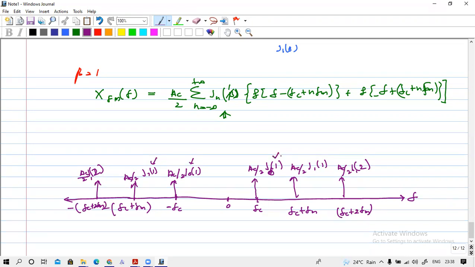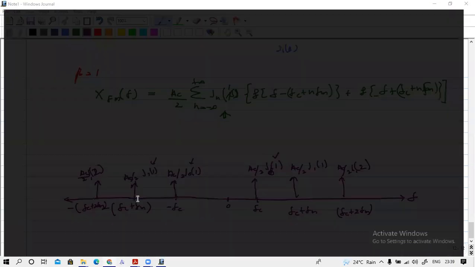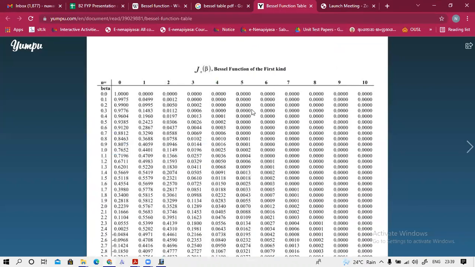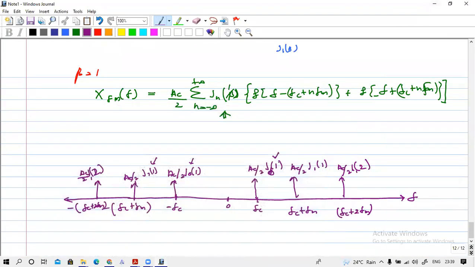Okay, so you can simply find a Bessel function. So here this plus value is J0(1), n is 0, beta is 1. So you can go to the Bessel function table, okay. You can have the n value here and the beta value here. So what is beta? Beta is 1, this one, and n is 0. So it is 0.76, okay, 0.76. So this value is 0.76.